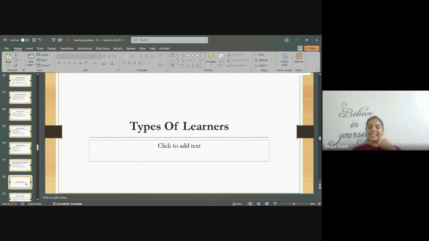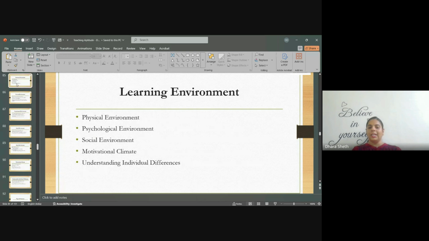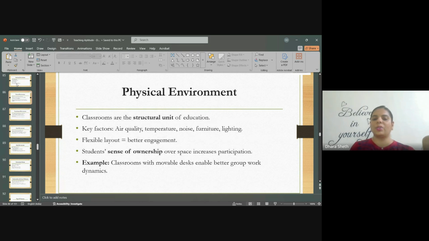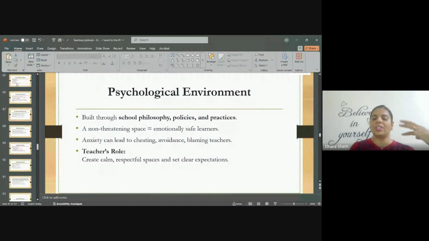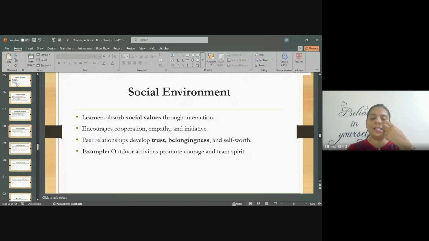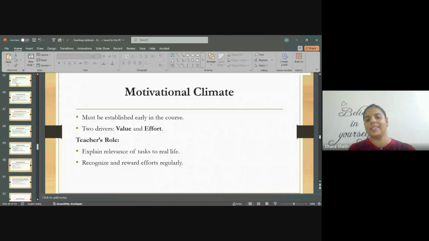Okay. Next is different types of learners. I'll just do a quick recap of this. Learning environment is physical, psychological, social, and motivational. Physical is the classrooms, air quality, temperature, noise, furniture, lighting, all of this falls in physical environment. Psychological is the school philosophy, policies, practices, the emotional state, the way teachers behave with students. Social environment is cooperation, empathy, initiative between peers in the classroom. And motivational is value and effort. Whatever they are learning, how is it going to help them? And rewards for putting in efforts to learn it.